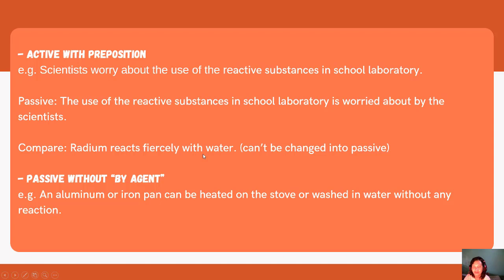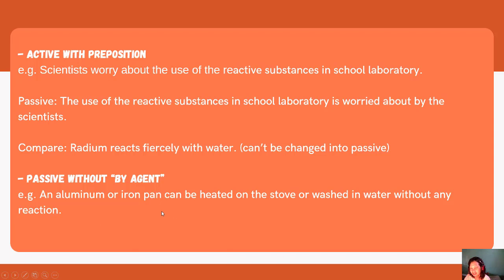Be careful with this. The next is passive without by agent. It is possible that you find a passive sentence without agent, without by agent. It is so because the writer wants to focus on the receiver of the action. The receiver of the action is very important, but the agent is not important. That's why it is not written. Like this, an aluminum or iron pan can be heated on the stove or washed in water without any reaction.